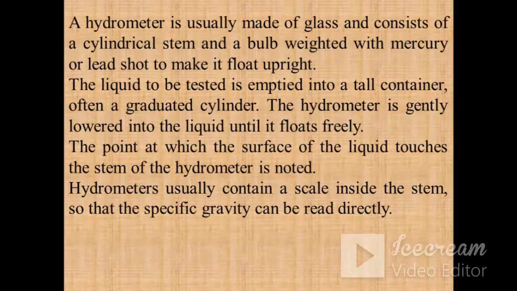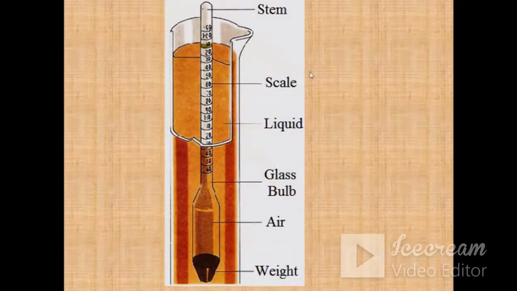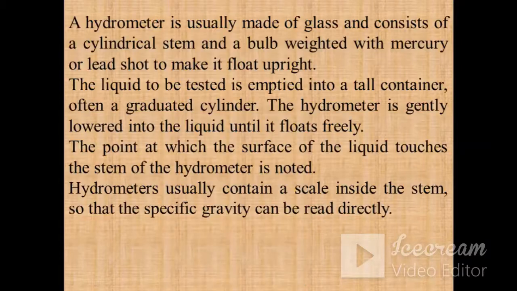So this is a typical hydrometer. You can see the stem on which graduations are marked, which gives you the reading of the specific gravity of the liquid whose specific gravity is to be measured. This is the liquid in which the hydrometer has been dipped. It is made of glass, it is air filled, and here some weight like lead shots has been put so that it can stay in the upright position inside the liquid.